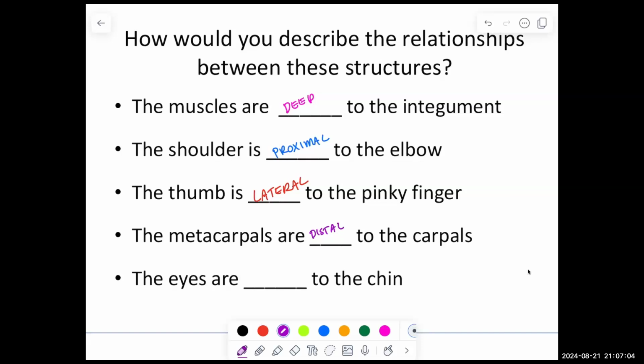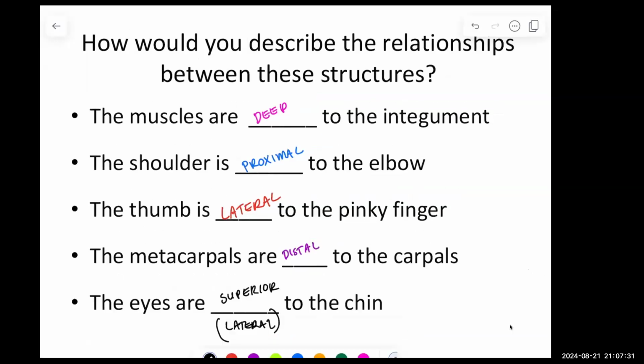The eyes are blank to the chin. Superior is your best answer there. If someone put lateral, I'd give it to you. Sometimes it can be more than one. Okay, so this is how I expect you to be able to answer some of these questions. We're going to take our first break because I talk too much. And I want you to come back in 10 minutes.